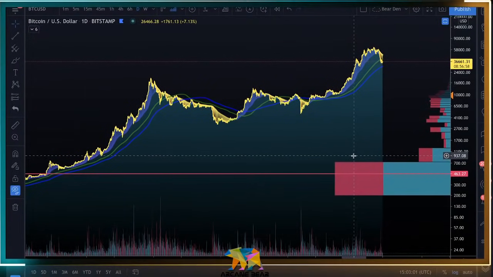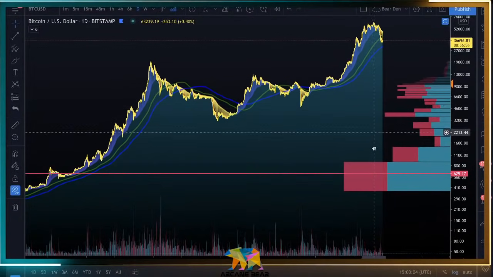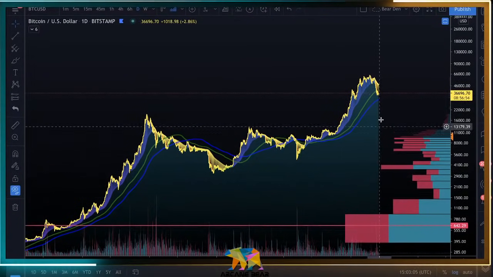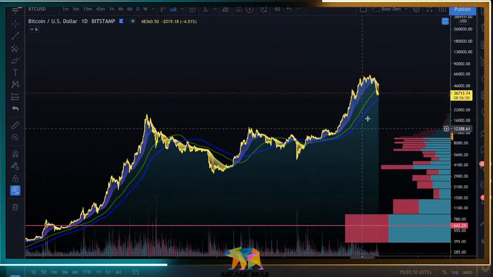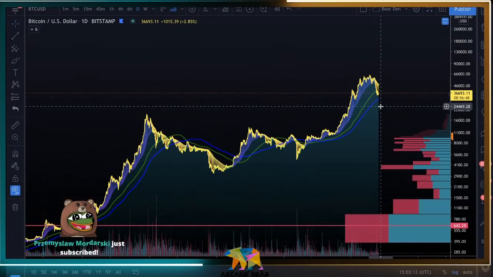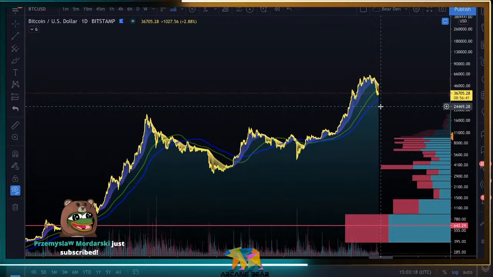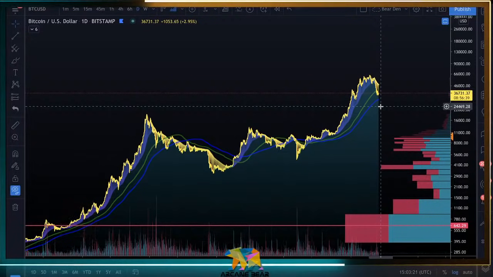So, a lot of people have been talking about the 200-day moving average, which is highlighted by the green, and then we have the 314-day moving average highlighted by the blue here, just down below. I think it's important to recognize that moving averages are a lagging indicator. They're not a leading indicator.